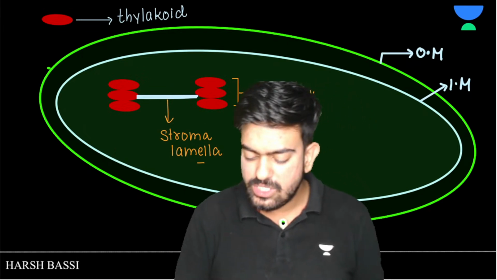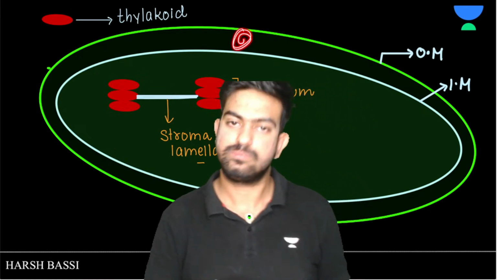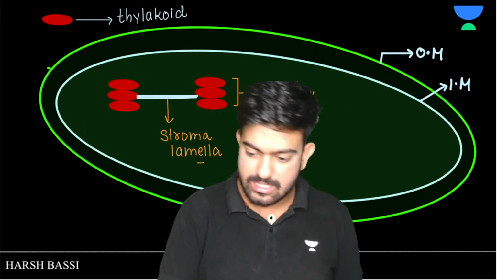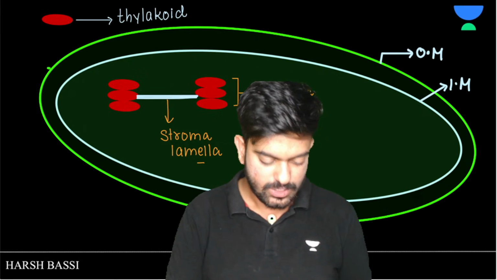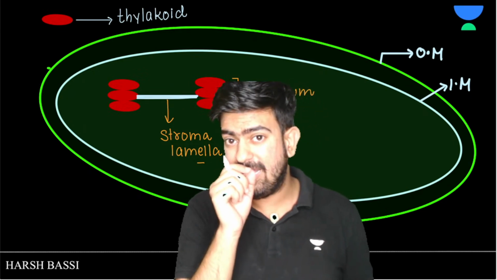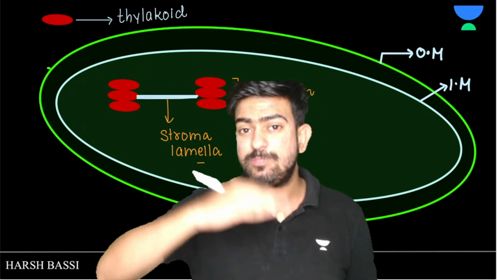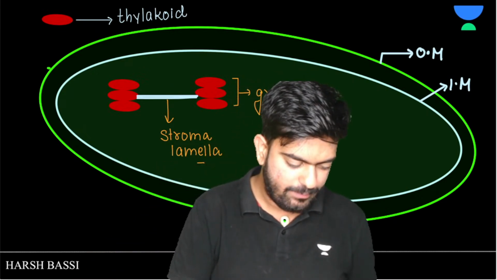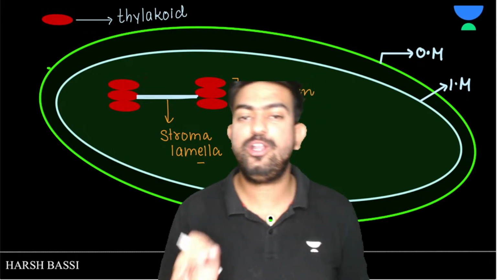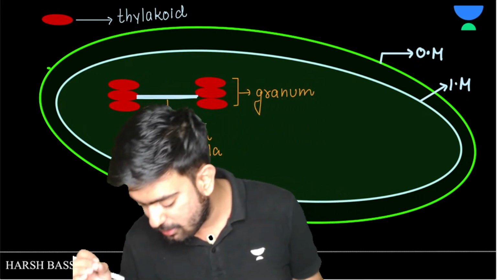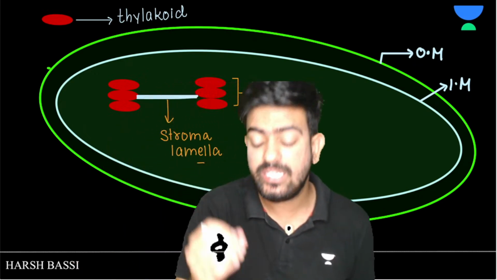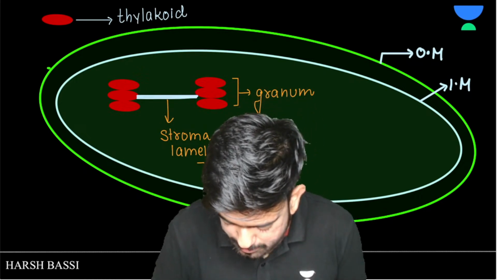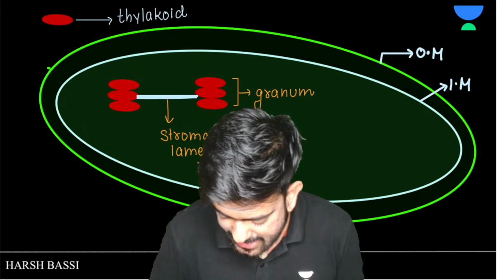Now, can you see that there is some space in between them? Do you know the name of this particular space? It is present between the two membranes. So what are you going to name it? You are going to name it intermembranal space, obviously. Intermembranal space. So I'm just going to write IMS.